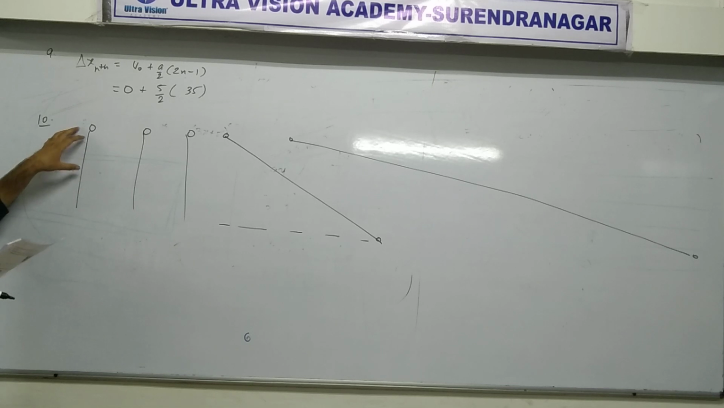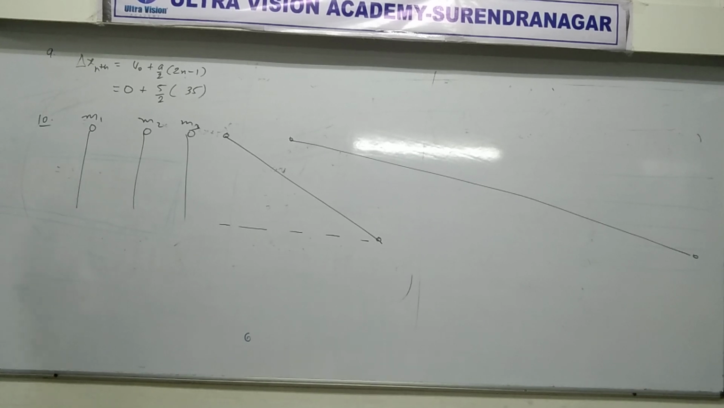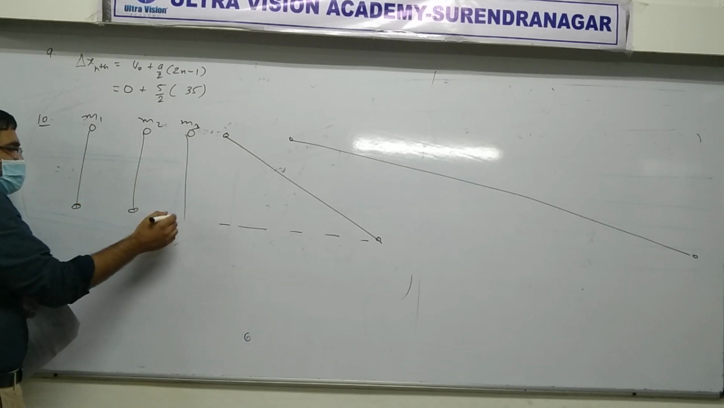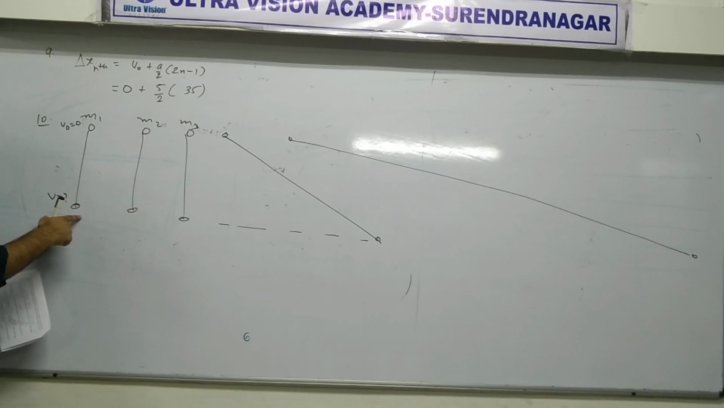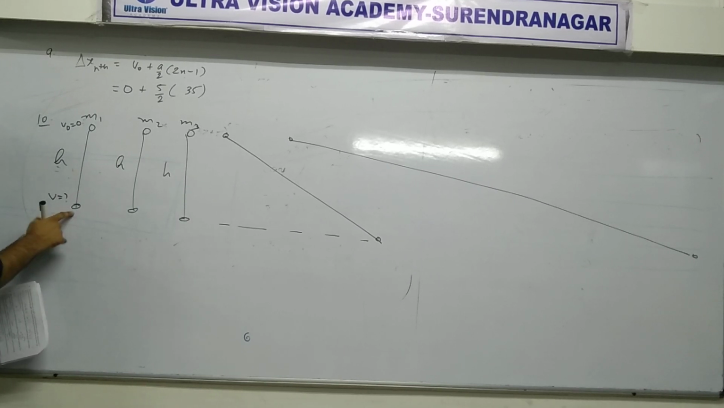Anyways, for the time being, let's say they have masses m1, m2, and m3. We want the speed of the three objects on reaching the ground. When this reaches here, and when this reaches here, and when this reaches here, what will be the speed? What's the initial speed? 0. So if it moves from some height to the ground, we want to find its final speed.